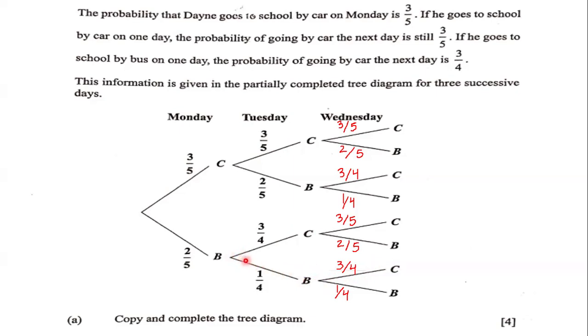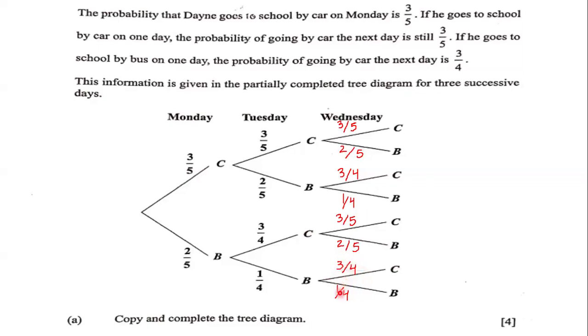And it says that if he goes to school by bus on one day, the probability of him going by car the next day is 3 over 4, right? That's what it says. So since on the previous day, Tuesday, he went by bus, the probability of him going by car the next day, which is Wednesday, is 3/4. And so this right here must be 3/4.